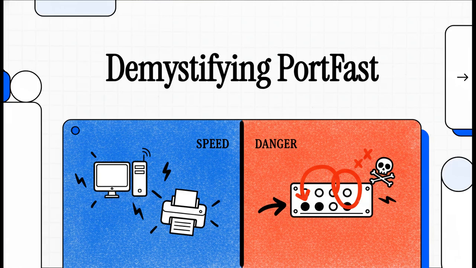All right, let's talk about a network feature that's, well, a bit of a double-edged sword. On one hand, it's a fantastic shortcut for speed. But, and this is a big but, if you use it wrong, that same shortcut can bring your entire network crashing down. So yeah, today we're going to demystify PortFast.